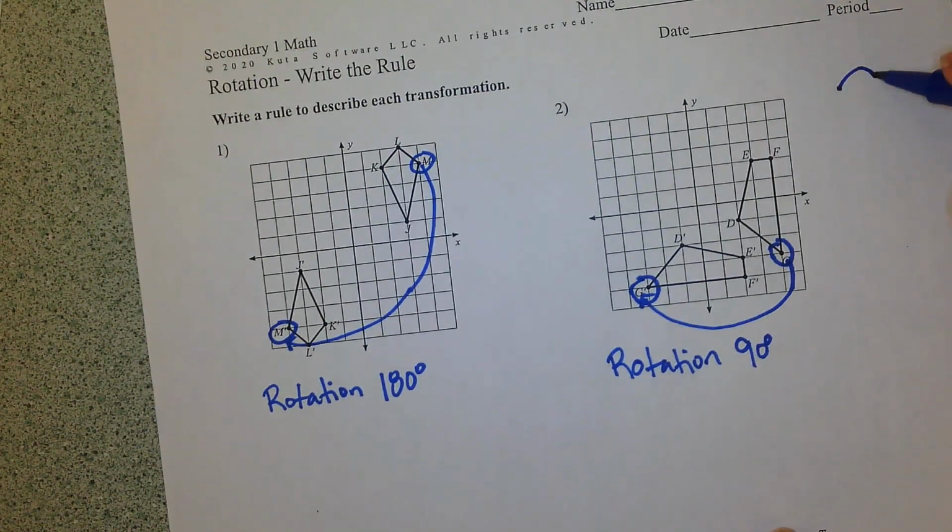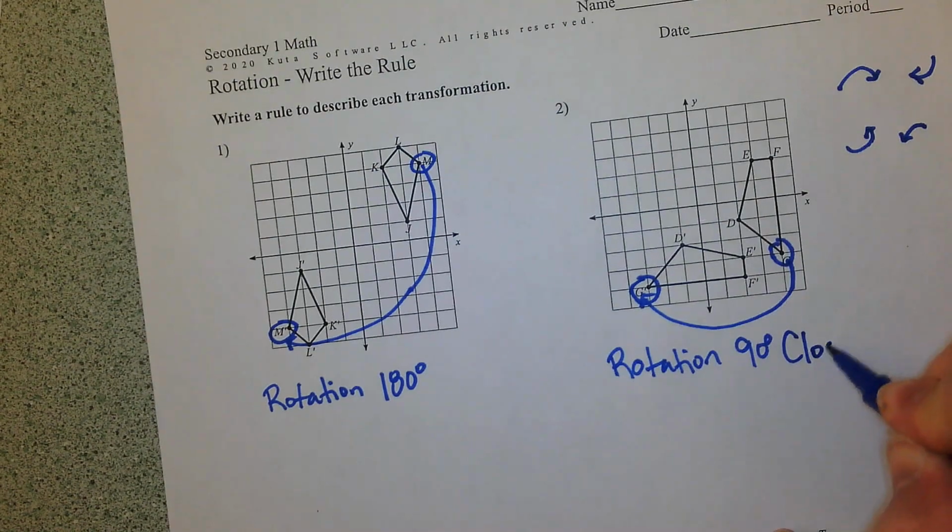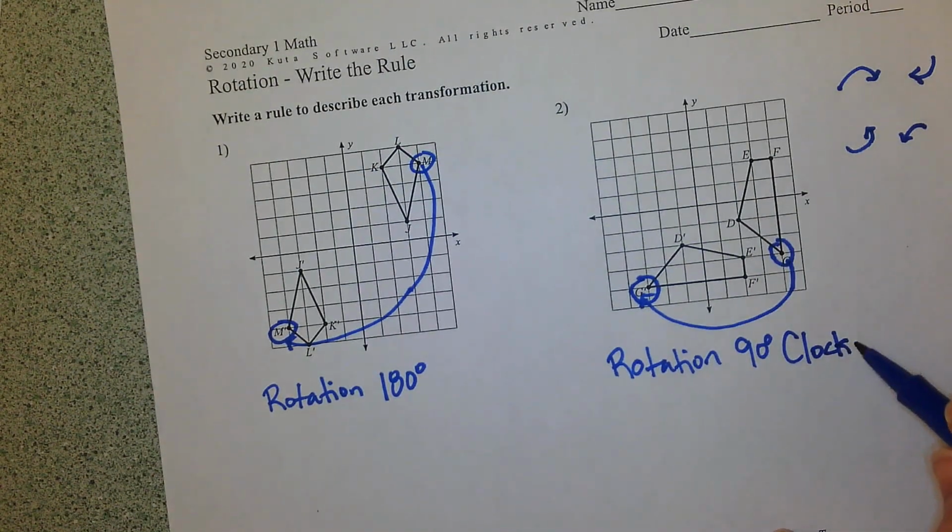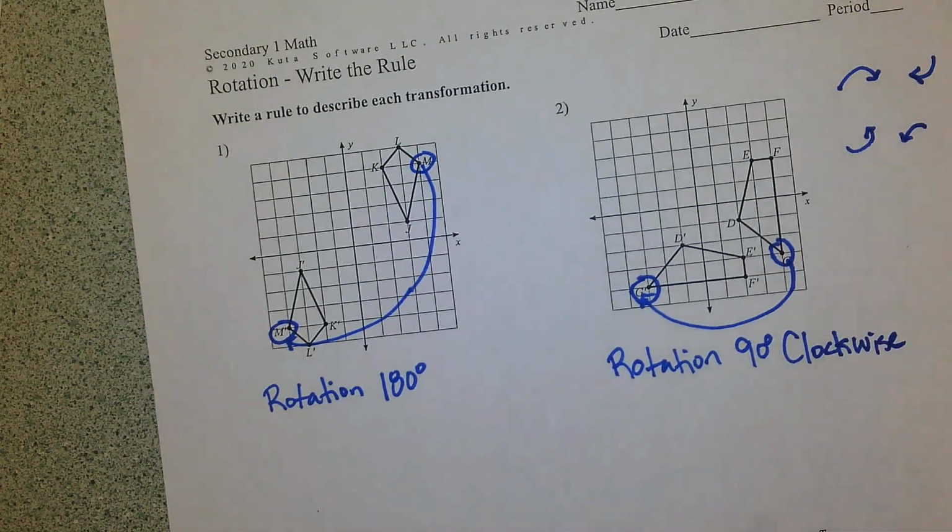So remember, this way is our clockwise. This way would still be clockwise. And then counterclockwise would be, we're going the direction like this. So, as we can tell, we are going clockwise, so we're going to write 90 degrees clockwise.